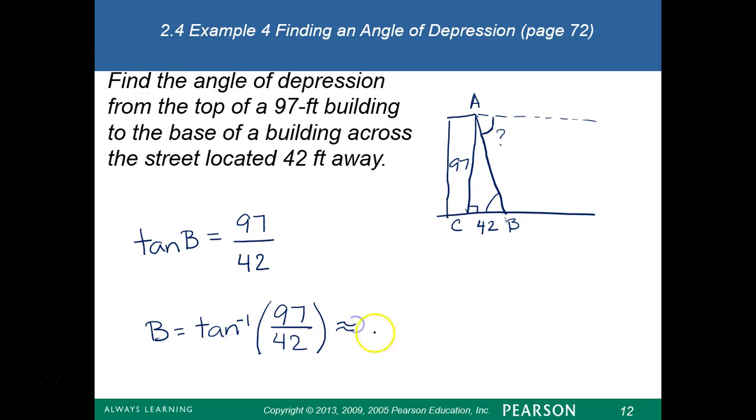And that gives us an approximation of 67 degrees. I'm just going to round to the nearest degree. And 67 degrees is our answer. That is going to be our angle of depression. So we're done on that one. And that means we are also done for this video.